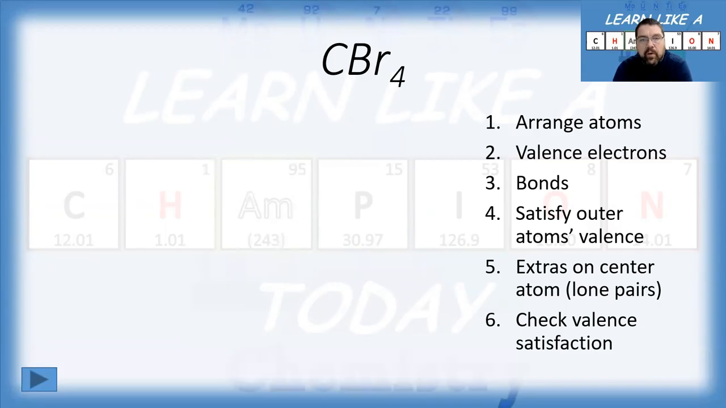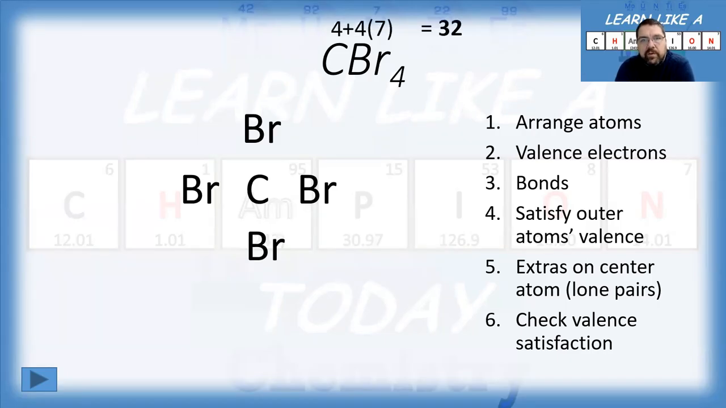All right, CBr4, carbon tetrabromide. First atom is the one that there's only one of, and so carbon is our prime candidate to be the central atom. Put the bromines around it. Summing your valence electrons, we see that we've got 32 here. The first place we distribute is to the bonds.